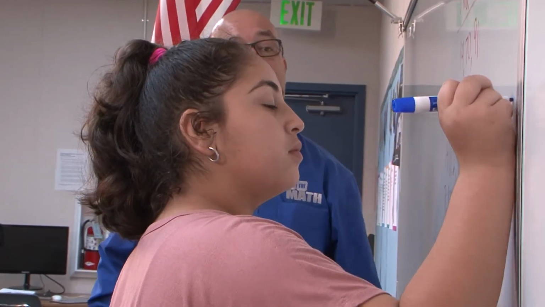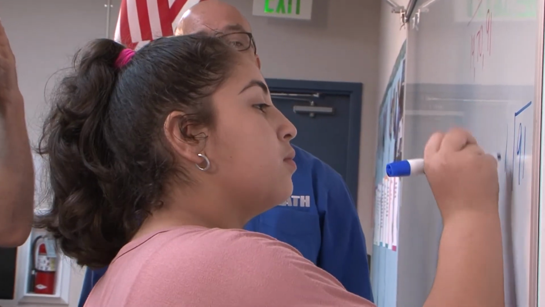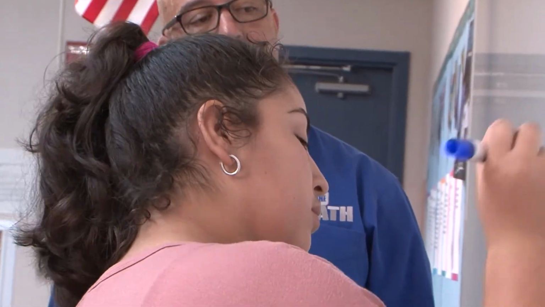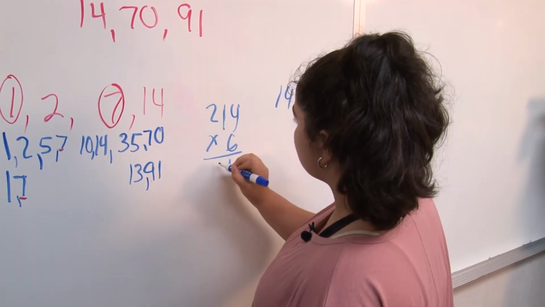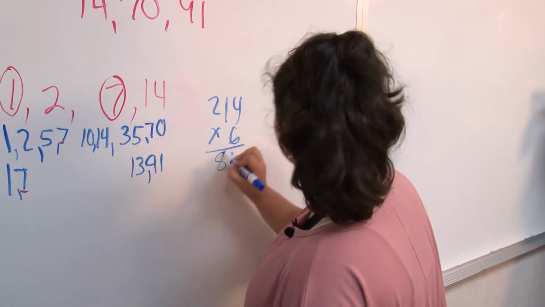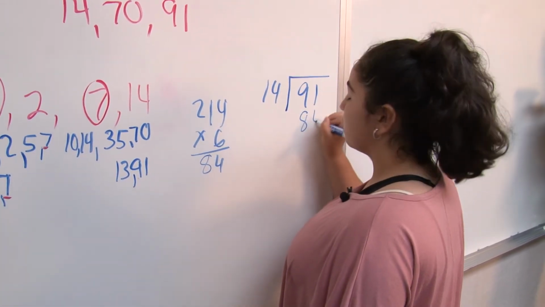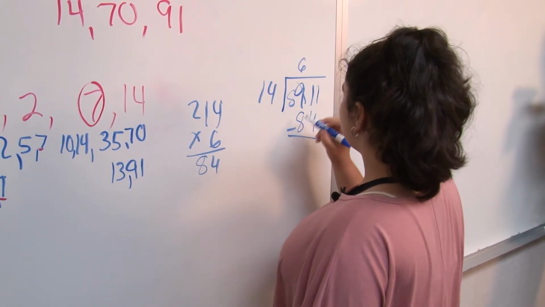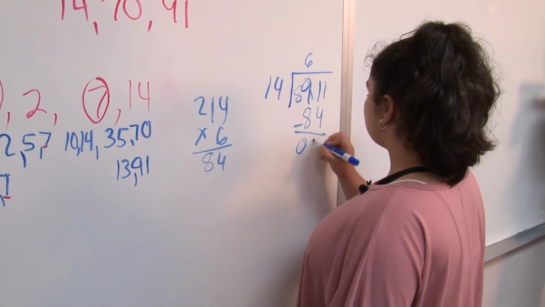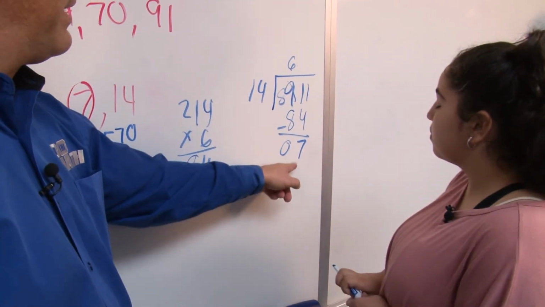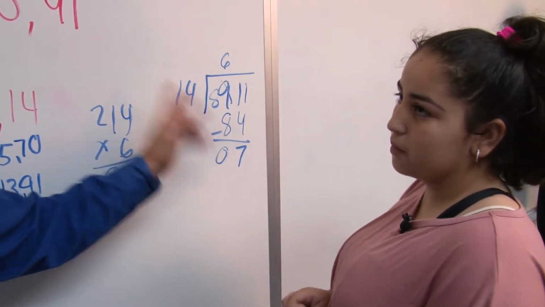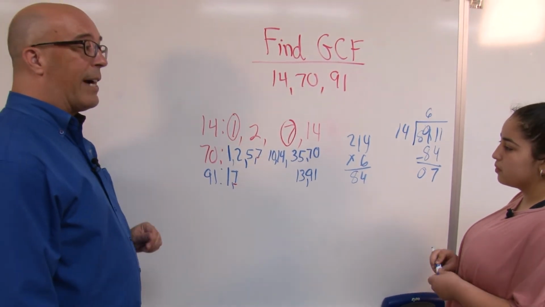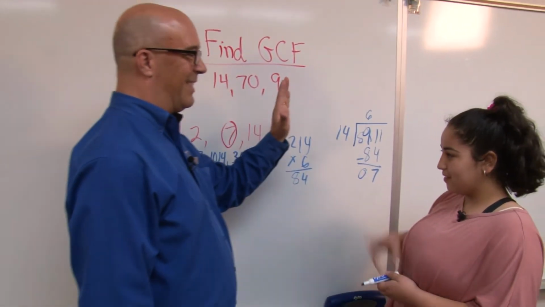So try 91 divided by 14. We'll see what happens. There you go. So we've got 6 times, but a remainder of 7. So can we get another 14 in there? No. So we know 14 will not work. So after doing all of this, what is the greatest common factor? 7. Nicely done.